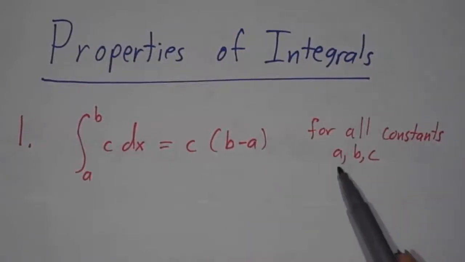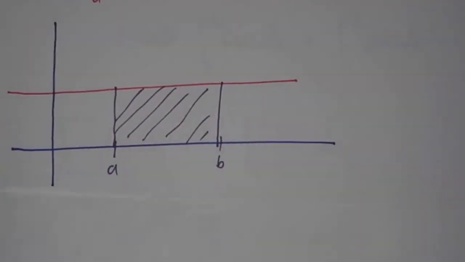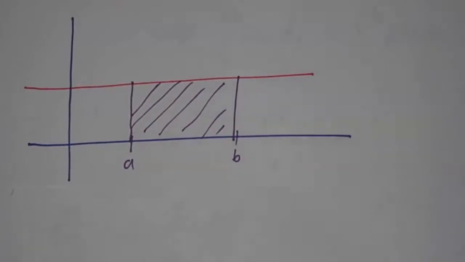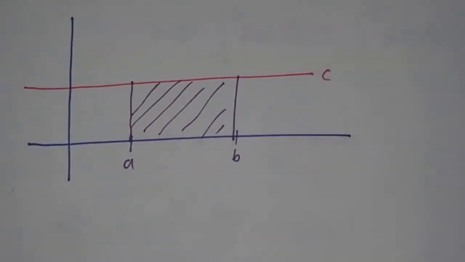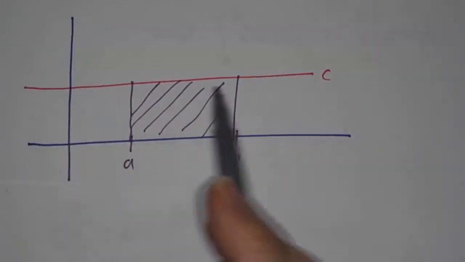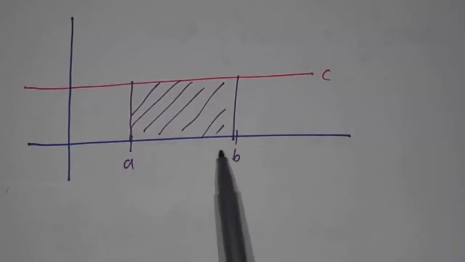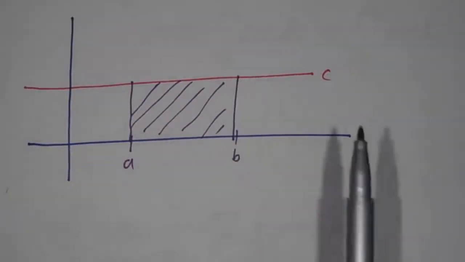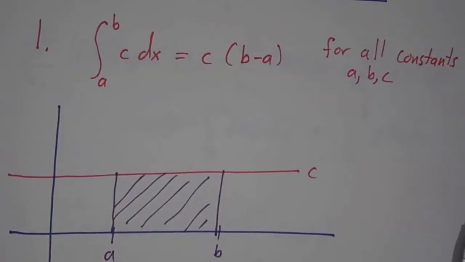And this works for all constants a, b, and c. Now this is pretty easy to visualize in terms of areas because if this height is c, then what's the area under the curve y equals c from a to b? Well, that's just a rectangle. Its width is b minus a, its height is c, so you get c times b minus a.